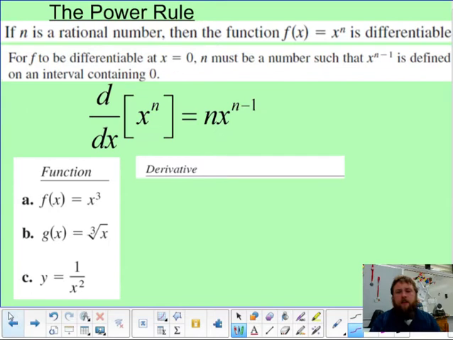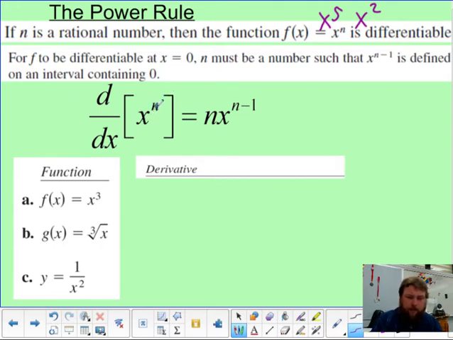All right, let's try the power rule. This is another rule. If we have x to some number, like x to the 5 or x squared, we have a rule for finding the derivative. If n is a rational number, then the function f of x equals x to the n is differentiable, and it works this way.